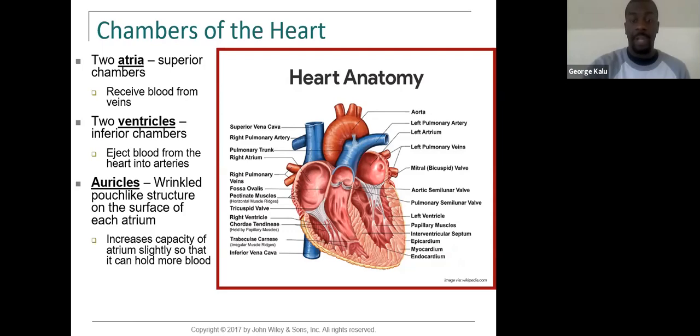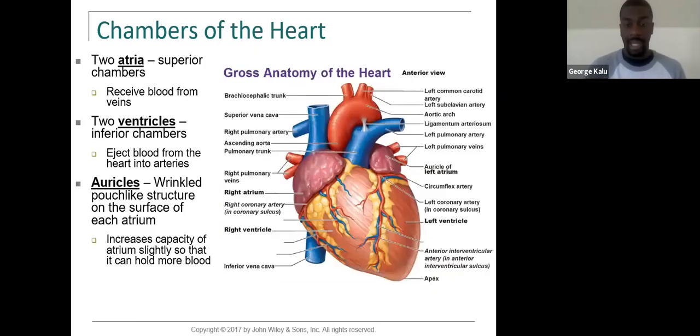Now, if we close up the heart and look at the outer surface, we're going to see these two structures that almost look like dog ears sitting on the surface of the atria. These are called the auricles. This is one auricle over here, and here's another. The auricles almost act like little pouches, and they increase the volume of the atria just a little bit so that they're able to accommodate a little more blood than normal. All right, so we've got the atria, the ventricles, and the auricles.